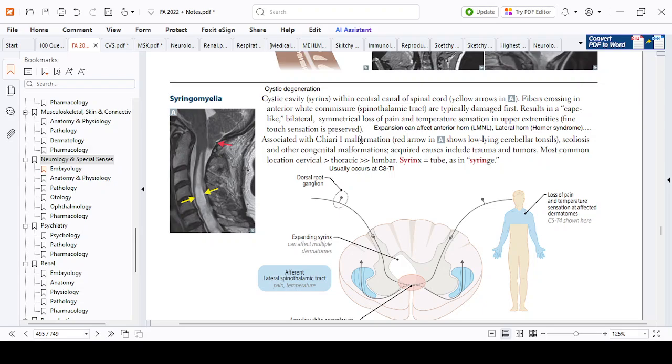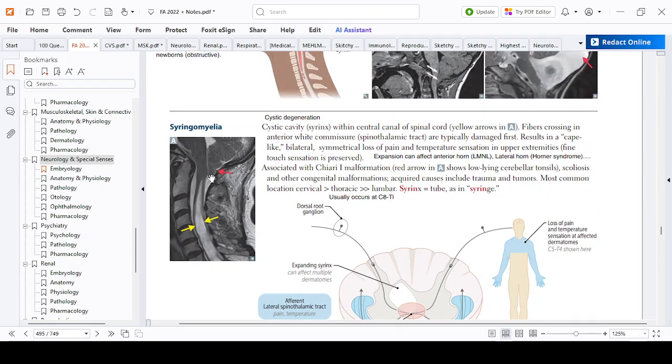It is associated with Chiari 1 malformation. In Chiari 1, you remember that only one structure herniates, the cerebellar tonsils, and in Chiari 2 both the tonsils and medulla will herniate. If you look at this, associated with Chiari 1, low-lying cerebellar tonsils, you can see here the cerebellar tonsils herniate through the foramen magnum.